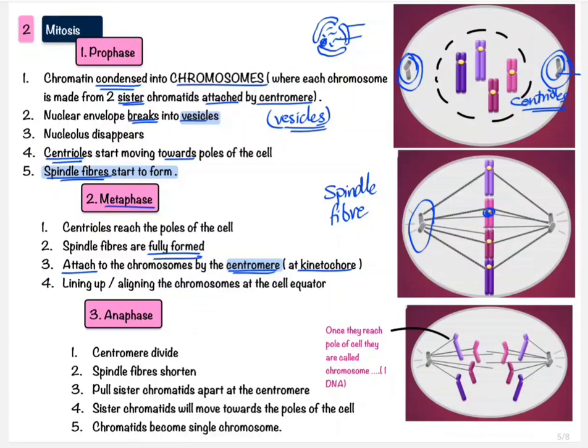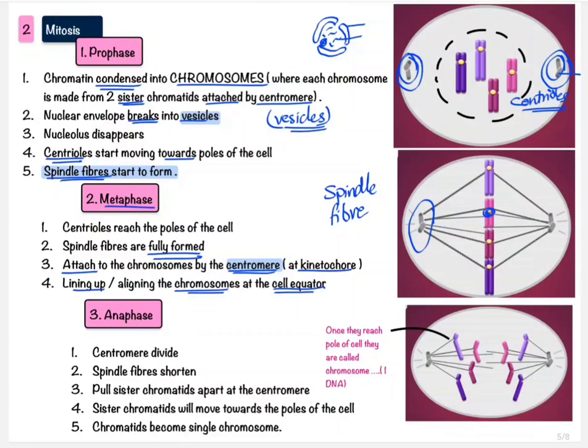Okay, so at metaphase, which is the second phase, again, I'm repeating so that you can find it easier to memorize and elaborate on the examples I'm saying. The spindle fibers are fully formed after the centrioles have just reached the poles, and the spindle fibers start to attach to the chromosomes at their centromere, at the kinetochore. They then line up the chromosomes at the cell equator.